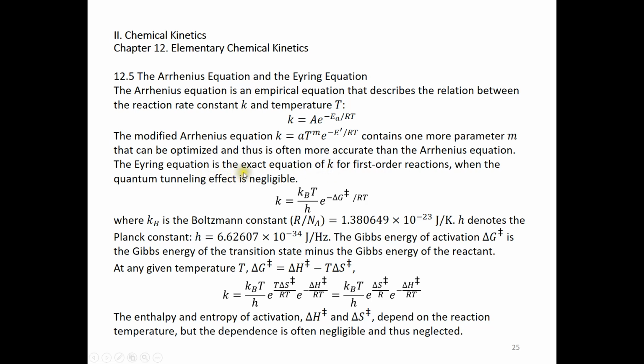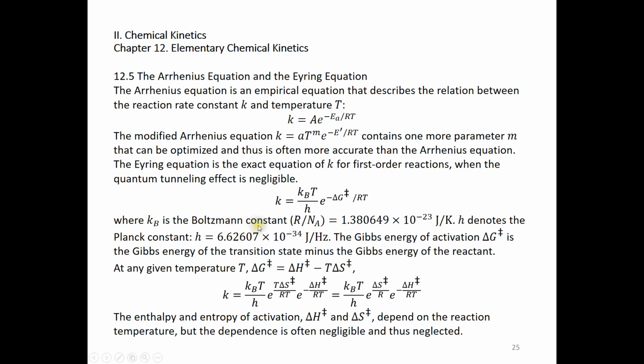The Eyring equation is the exact equation of k for first order reactions, assuming the quantum tunneling effect is negligible. We'll talk about quantum tunneling effect in quantum chemistry. So basically, without any quantum tunneling effect for a first order reaction, we can write out the expression for the reaction rate constant k. It's k_B T over h times e to the power of negative Gibbs energy of activation over RT.